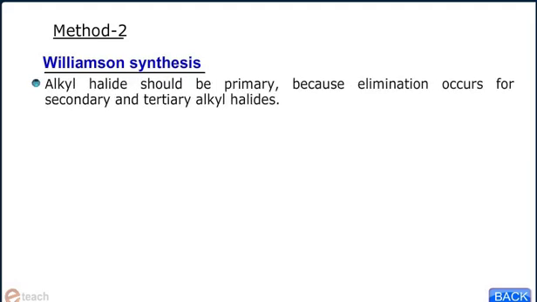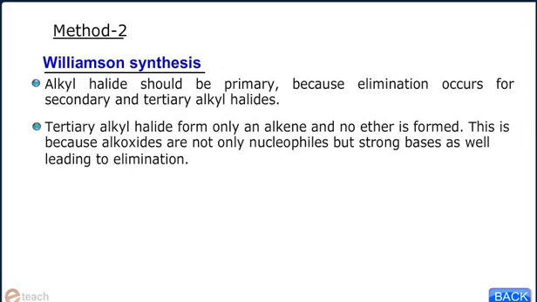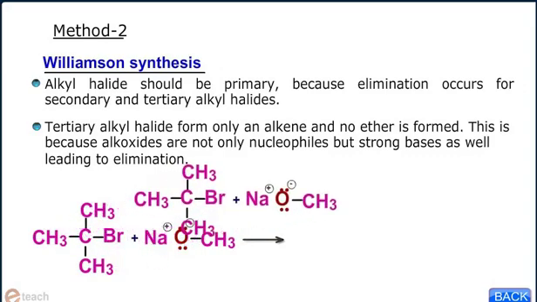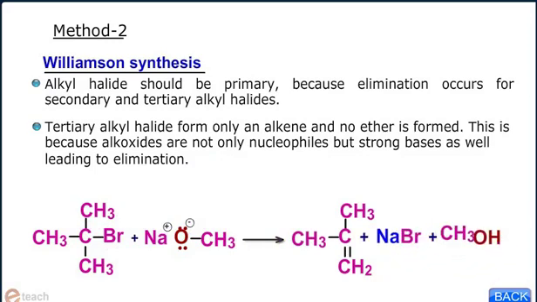The alkyl halide should be primary because elimination occurs for secondary and tertiary alkyl halides. A tertiary alkyl halide forms only an alkene and no ether is formed. This is because alkoxides are not only nucleophiles but strong bases as well, leading to elimination. Consider the reaction: (CH3)3CBr + CH3O⁻Na⁺ gives (CH3)2C=CH2 + NaBr + CH3OH.